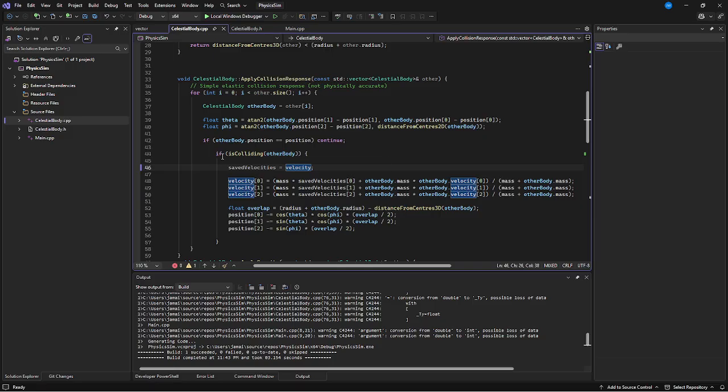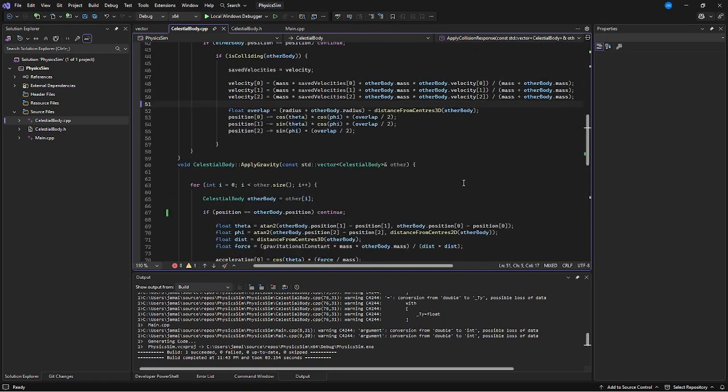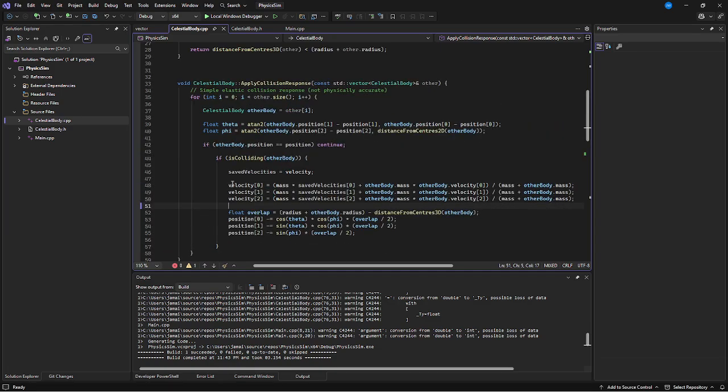So right when we collide, I save my positions. Then, say with me, this is going to be really easy. I set my x velocity to my mass times my saved velocity, which is literally just my velocity at the collision, plus my other body mass times other body velocity, divided by mass plus other mass. And basically the same thing for all of this. I could have made this smaller. I didn't, though, because I genuinely forgot.